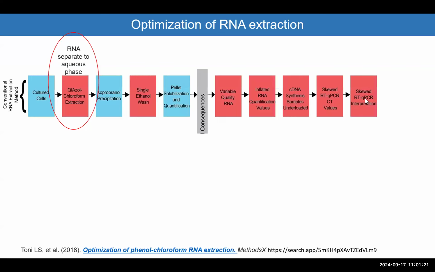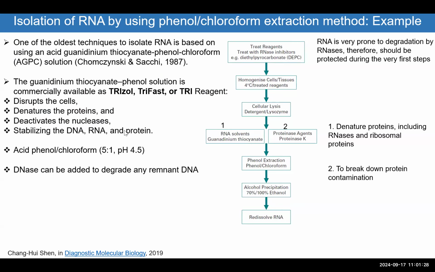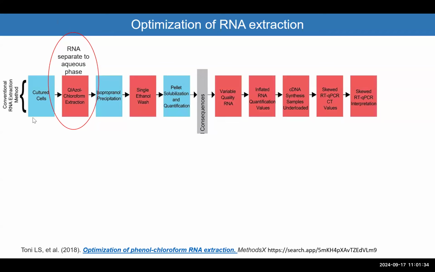And back to your colleague's question, if you see this is a protocol where you use the chiazole or the triazole, which is the phenol chloroform commercial name, you lyse the cells, you use this protocol which separates RNA to the aqueous solution. So in this type of protocol, you already know that it's an acidic chloroform, a phenol chloroform. You precipitate the RNA and you do a single wash with ethanol, and then you get the DNA pellet.